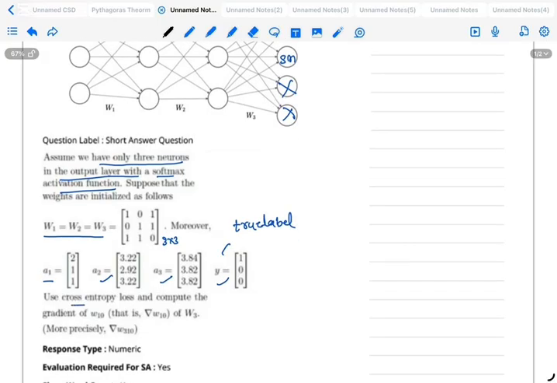Use the cross entropy loss and compute the gradient of W3. That is, they are asking for delta W3, the gradient of W3 using the cross entropy loss. This question is related to back propagation of the neural network.